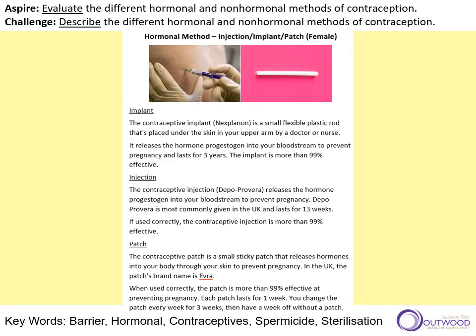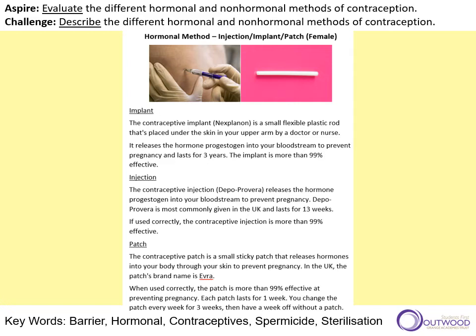The injection, again, releases progesterone, so it works fairly similarly. It's commonly given in the UK and lasts for 13 weeks, so you don't have to think about it. These are the advantages of the implant, injection, and the patch. You don't actually have to think about it in terms of when you are having sex, like the condom or the cap.